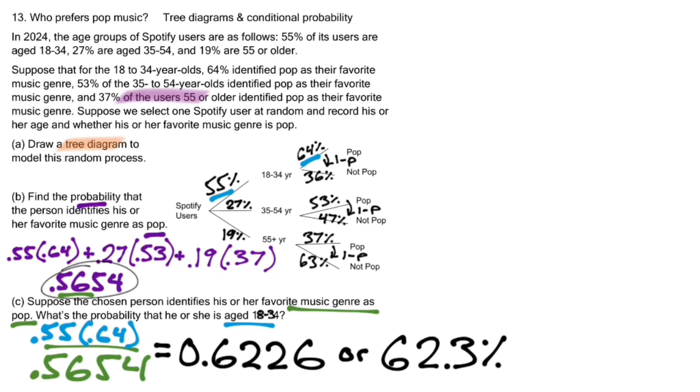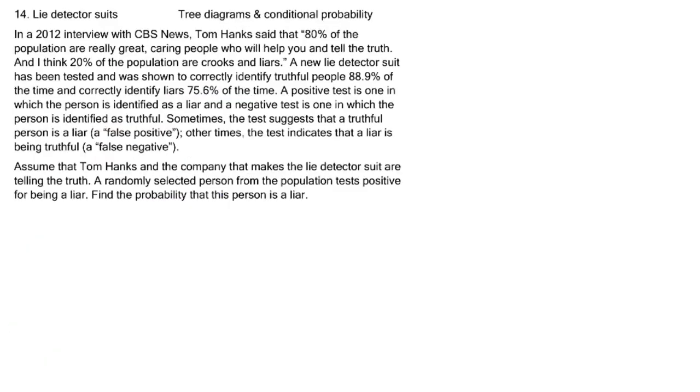Part C. Suppose the chosen person identifies their favorite music as pop. So given they like pop music, what's the probability they are ages 18 to 34? Given they like pop music, we just calculated that. That is the 0.5654, so that is the denominator. And then that they are part of the 18 to 34 group, there is a 55% chance that they are within that group, and then a 64% chance that they like pop music. So you would multiply those probabilities together, and that would be your numerator. Do all the math, and you get a 62.3% chance.